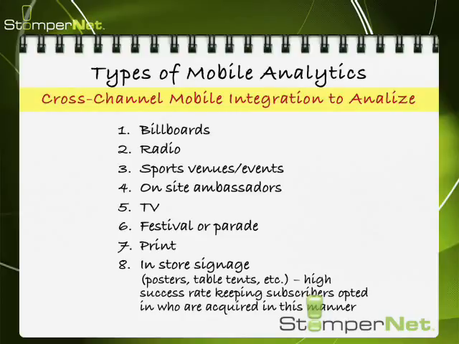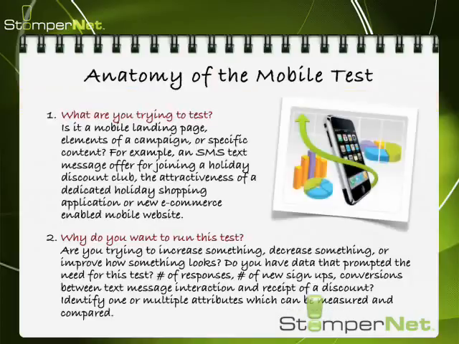Now, if you're going to do a test, that was one of the things we talked about, and I think testing is way up there on the list of things that you should do if you'd like to have success with a lower cost, and that cost is both in money and time. But these are the steps, what I call the anatomy of a mobile test. Number one, you decide what are you testing. Is it a mobile landing page, elements of a campaign, or specific content? For example, an SMS text message offering, joining a holiday discount club, the attractiveness of a dedicated holiday shopping application that you've put together, or a new e-commerce enabled website.